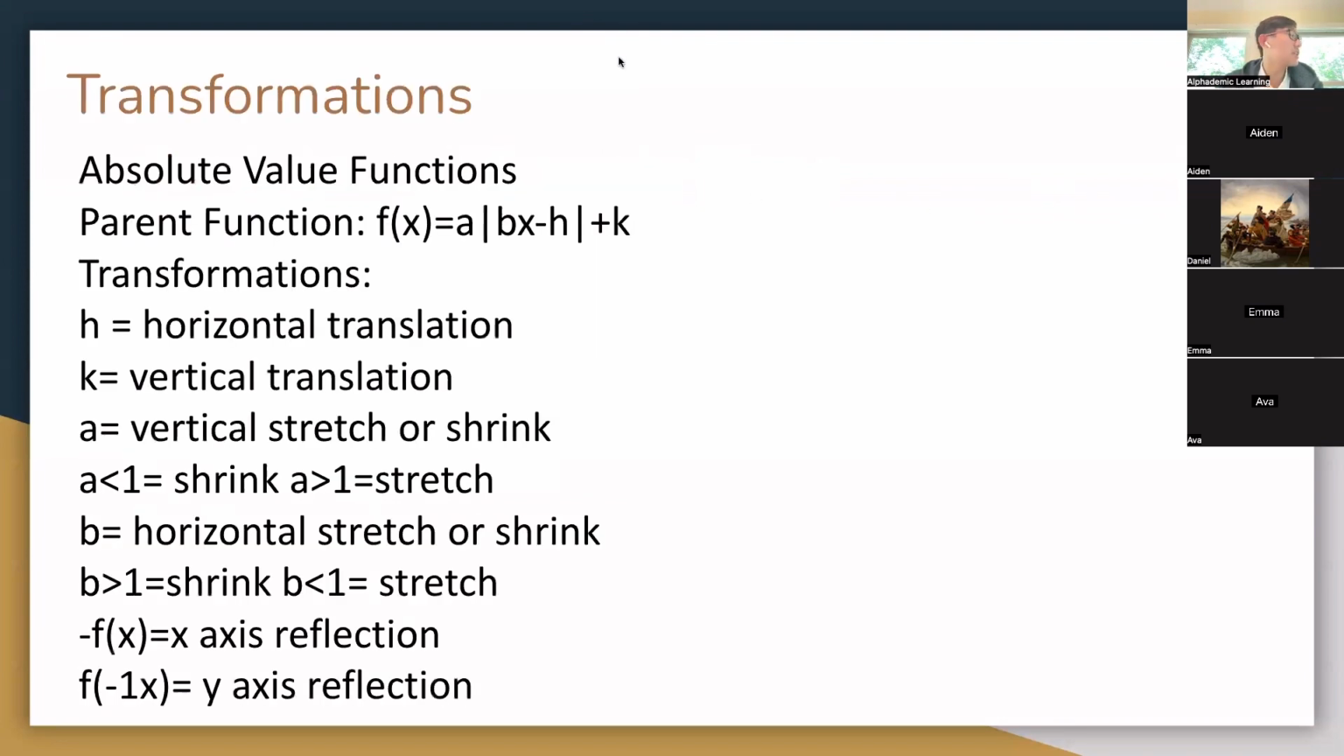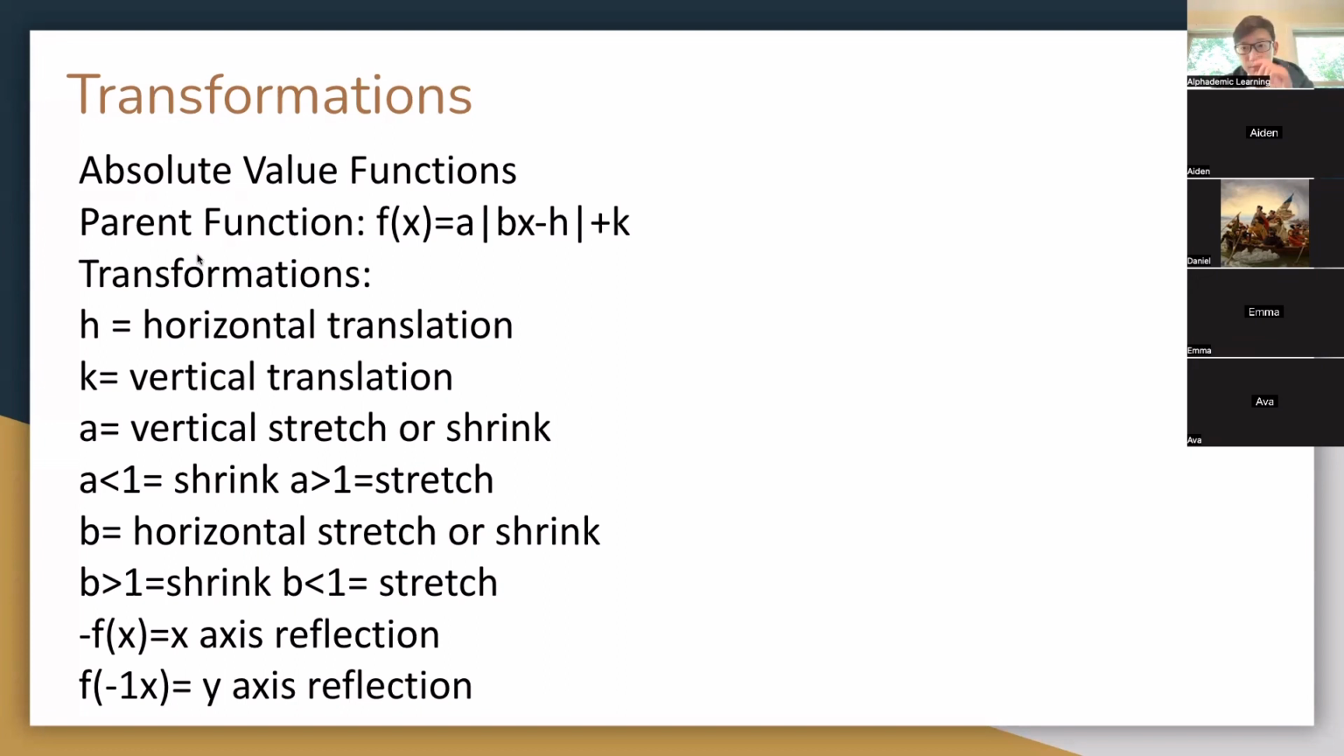All right, so today the main focus is going to be about transformations. The first type of transformation we're going to be covering is the absolute value function transformation. And this is the parent function. The parent function just means the function every other function is built off of. This is the scaffolding, kind of like the equation for absolute value functions.